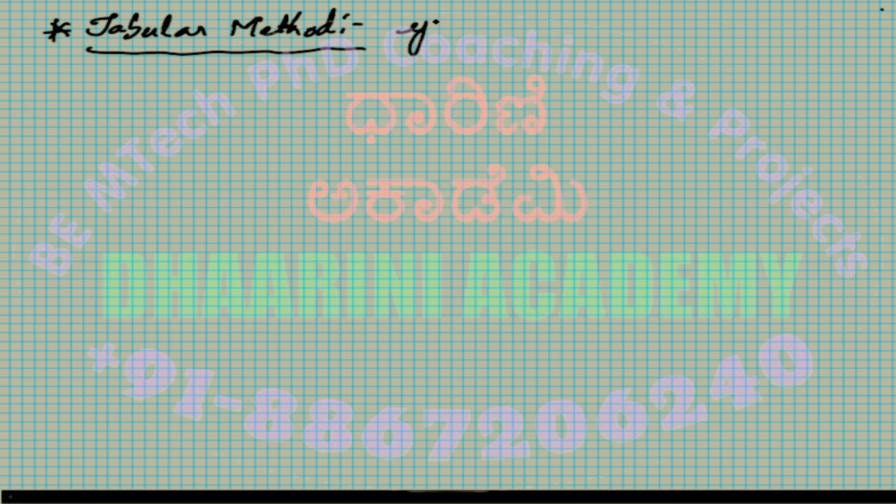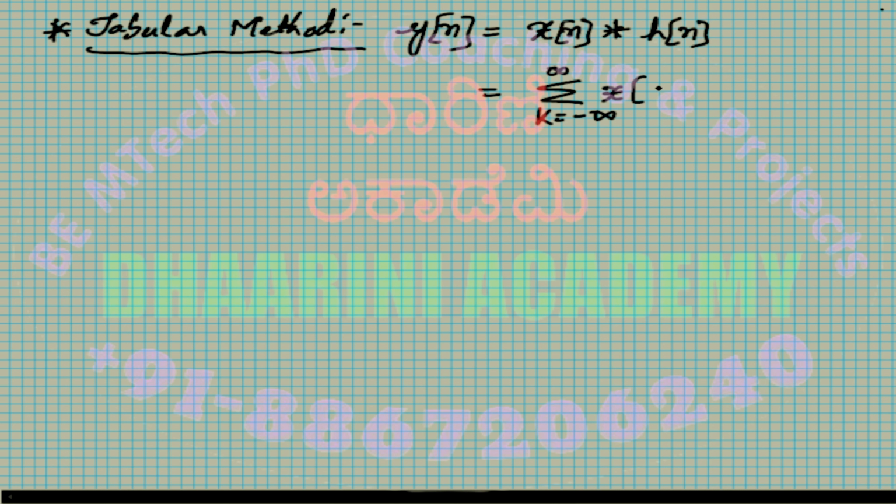For example, if I say the equation to perform the convolution y of n equal to x of n convolution h of n, the implementation should be in terms of this particular equation. That is, the sum over k equals minus infinity to plus infinity of x of k into h of n minus k.